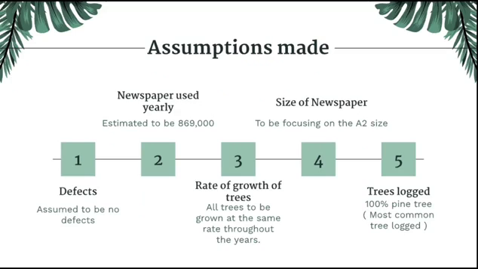Now, we have made some assumptions in order to solve our problem. Firstly, for the defects, we assume there are no defects of the trees. Secondly, we estimated that the newspaper used yearly is to be 869,000. Thirdly, for the rate of growth of trees, we assume that all trees are to be grown at the same rate throughout the years. Next, for the size of newspaper, we are focusing on the A2 size. Last but not least, for the trees logged, we assume that 100% of them are pine trees since it is the most common tree logged.